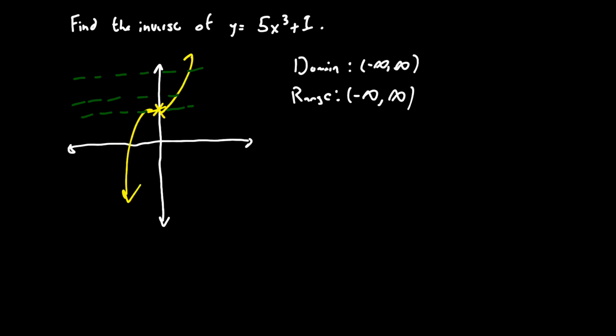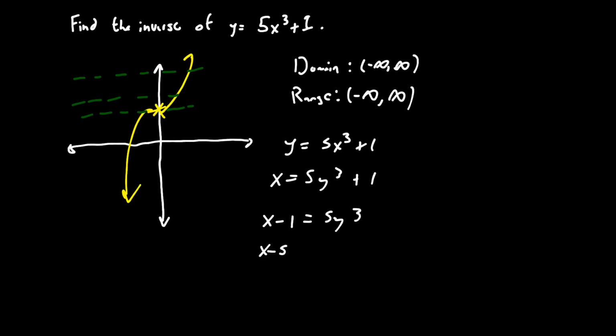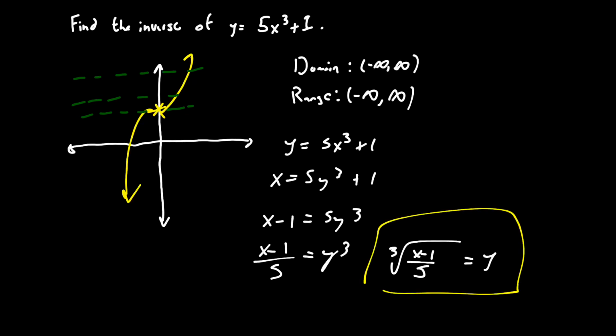So to find this inverse function, we let y be equal to 5x cubed plus 1, and now we switch our x and y's. So we'll get x is equal to 5y cubed plus 1. Then we just solve for y. So subtract 1 on both sides, we'll get 5y cubed is equal to x minus 1. Divide both sides by 5, we'll get (x minus 1) divided by 5 is equal to y cubed. And finally we get y is going to be equal to the cube root of (x minus 1) divided by 5. And this is our inverse function.